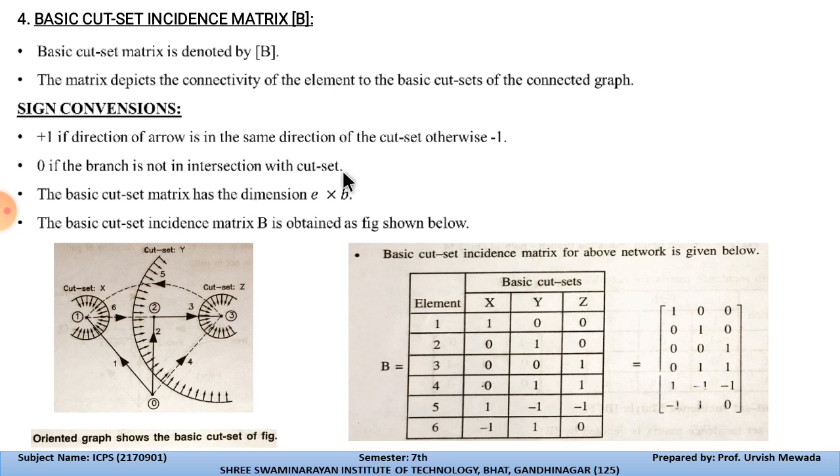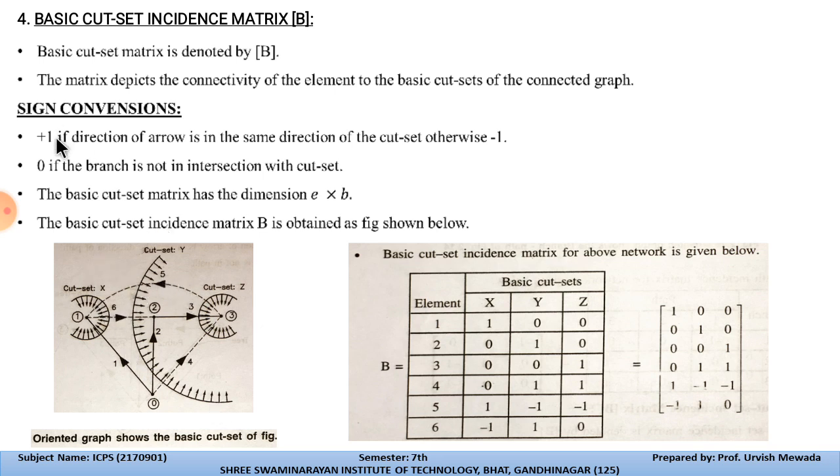So the basic cut set matrix is denoted by B, so that's why B is written over here. The matrix depicts the connectivity of the elements to the cut sets of the connected graph. This is the connected graph, and for that we are performing the cut set, so that depicts the connectivity of the element and the relation between the element and each node.